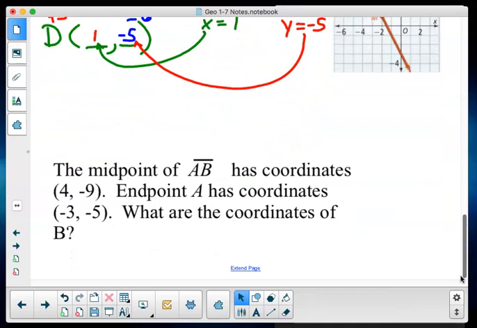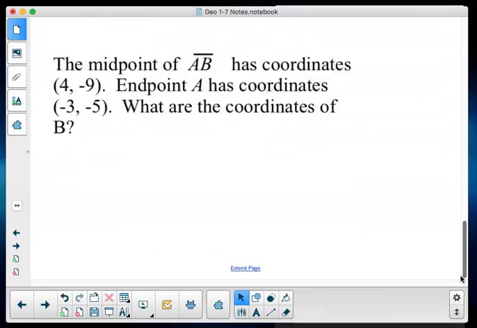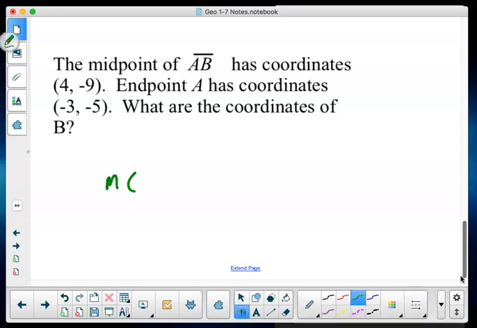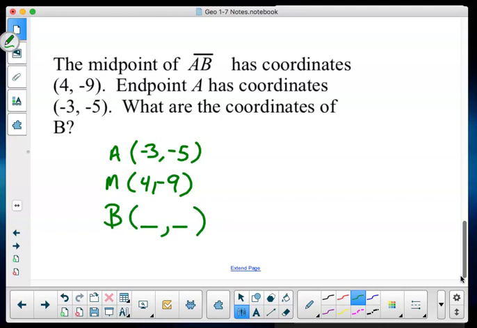Now, it's your turn. The midpoint of segment AB has coordinates of 4, negative 9. The midpoint has 4, negative 9. Endpoint A has coordinates negative 3, negative 5. Find B. Bloom set it up, a way to help you do it fast. Go for it. Give it a try.